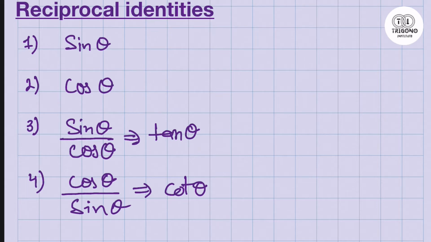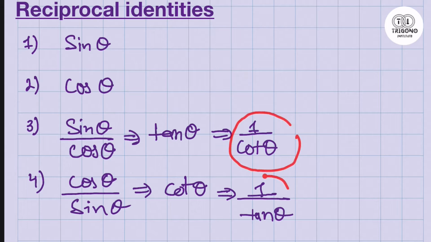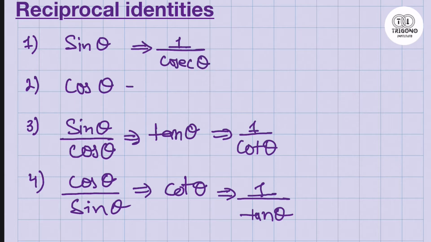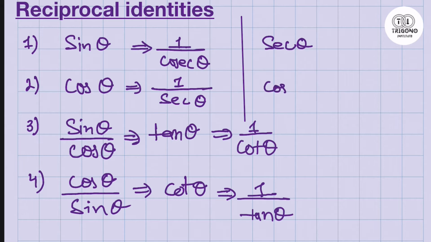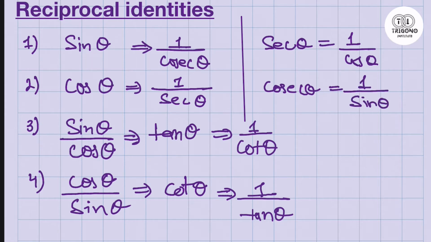How can we write it? We can write tan theta equals 1 over cot theta, and cot theta equals 1 over tan theta. Like these two ratios, we can also make the reciprocal identities of sine theta and cos theta. The reciprocal of sine theta is 1 over cosecant theta, and the reciprocal of cos theta is 1 over secant theta. Also, secant theta and cosecant theta are equal to 1 over cos theta and 1 over sine theta. Basically they are reciprocals of each other.